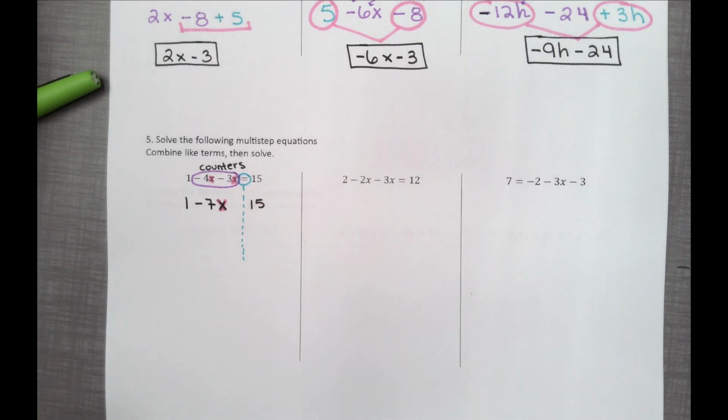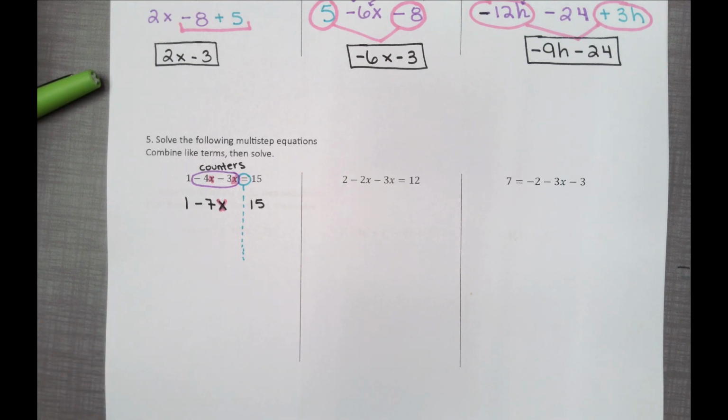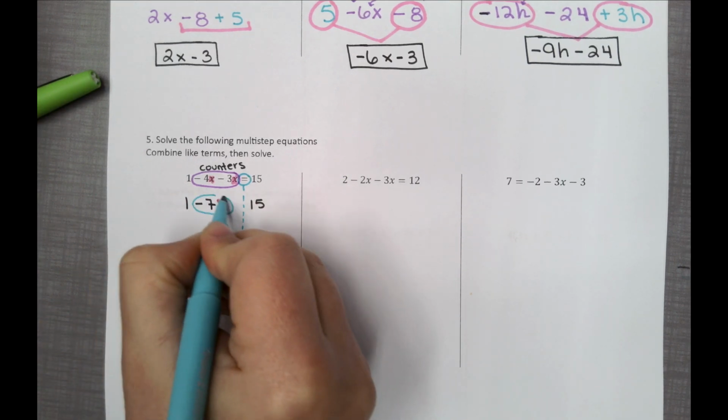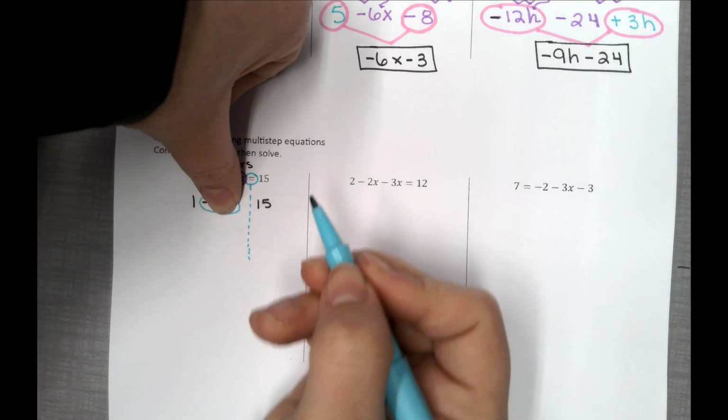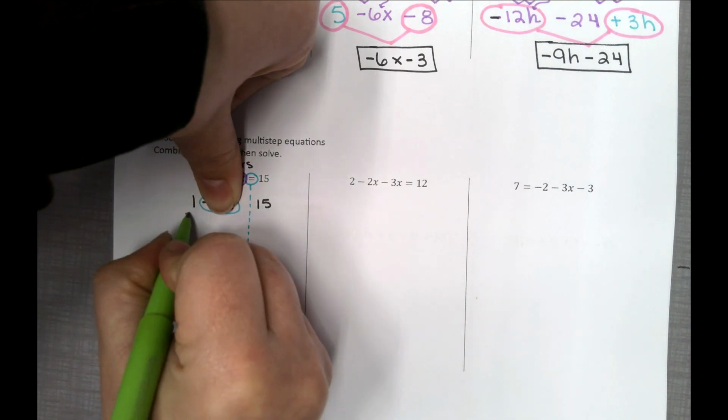Then we have 15. Just bring that one down. Now we're back to a two-step equation where I am going to circle my term with my variable. I'm going to take my finger and cover that up. I see this 1, this is a positive 1, so I am going to be subtracting 1 on both sides.